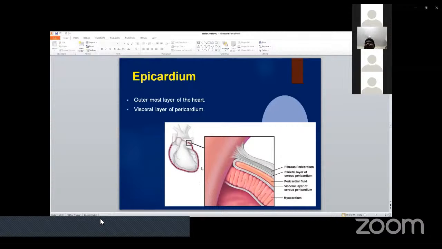And here you can see the color picture. Fibrous pericardium. Then the center is myocardium. Parietal layer of serous pericardium, pericardial fluid, and visceral layer of serous pericardium. So these are the structures of the epicardium, which is located at the outer edge of our heart. Next, myocardium.